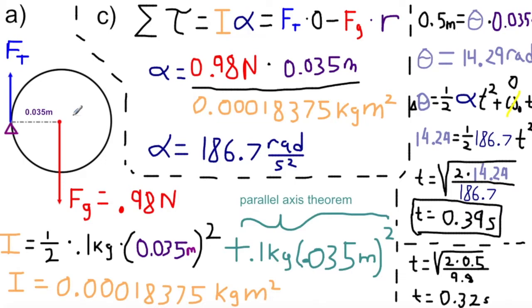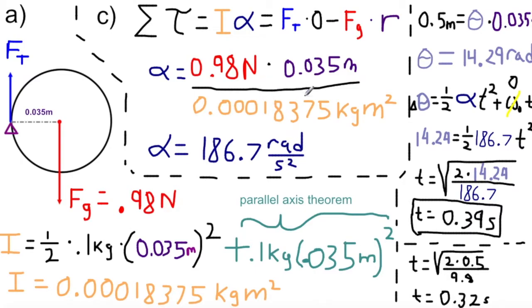So we're going to go ahead and solve all this for alpha. Divide both sides by moment of inertia, and then I plug stuff in. So 0.98 newtons is the force of gravity, 0.035 meters is the radius, and then that number right there is the moment of inertia. Then plug that into your calculator, and you should get 186.7 radians per second squared.